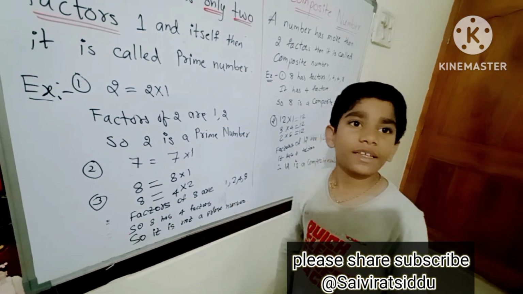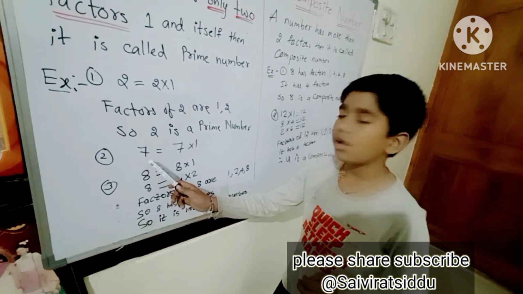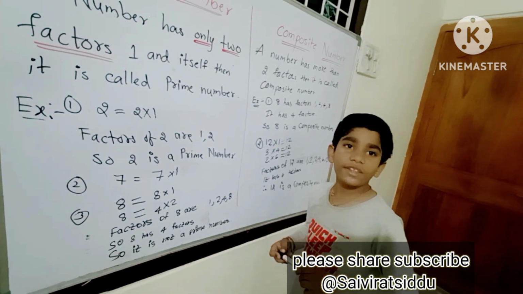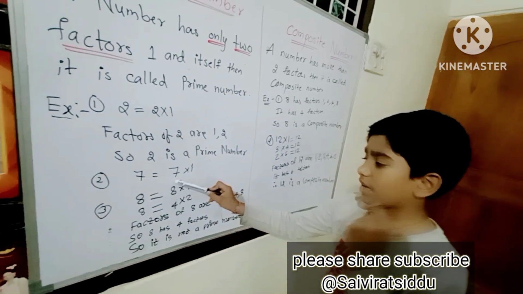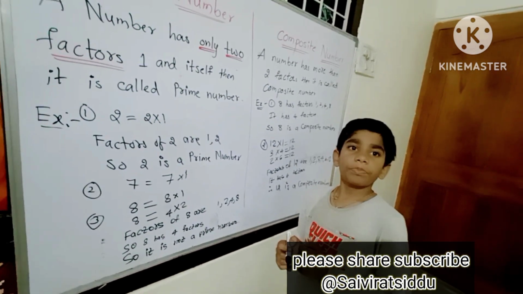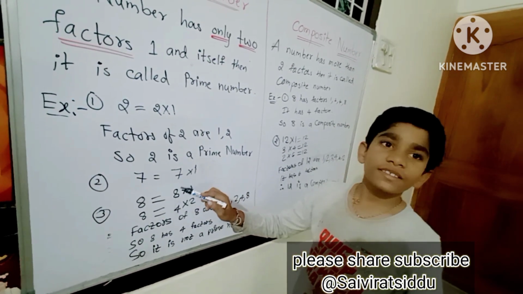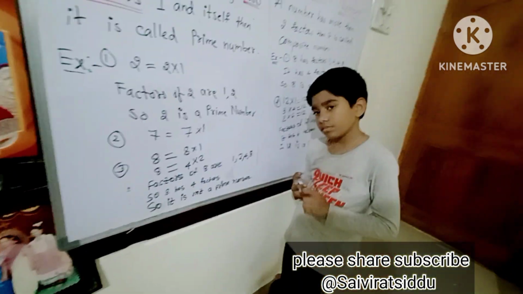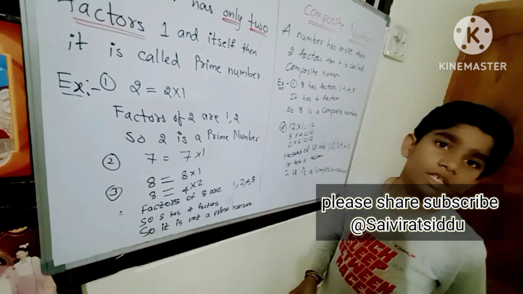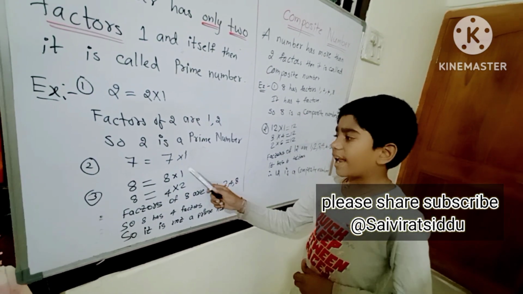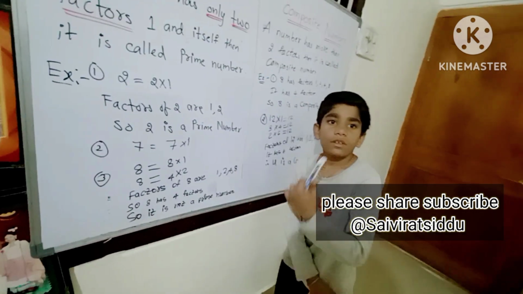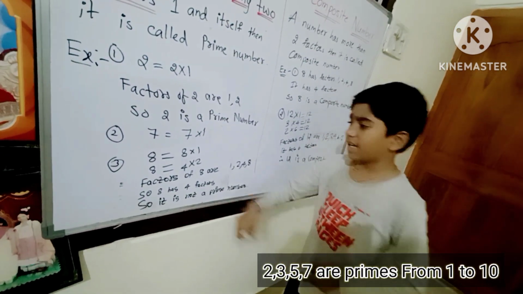So we will take another example. 7. In which table will 7 come? 7 ones are 7. 7 has 2 factors, 1 and the number itself. Right. So 7 is a prime number.